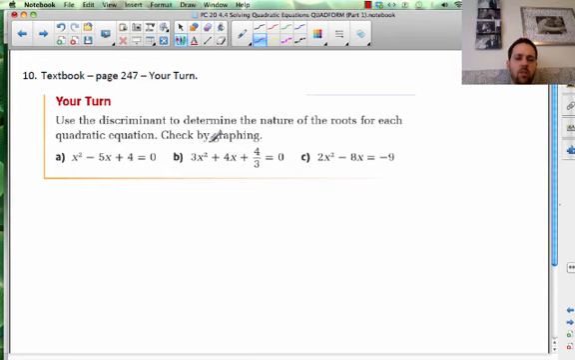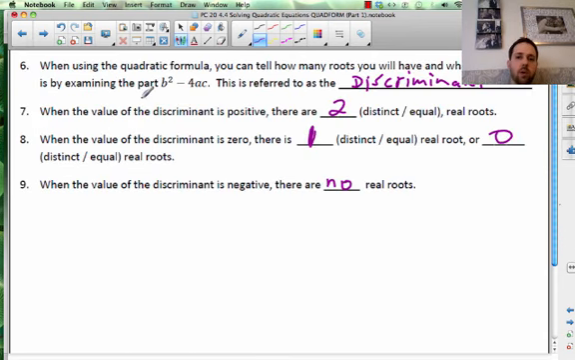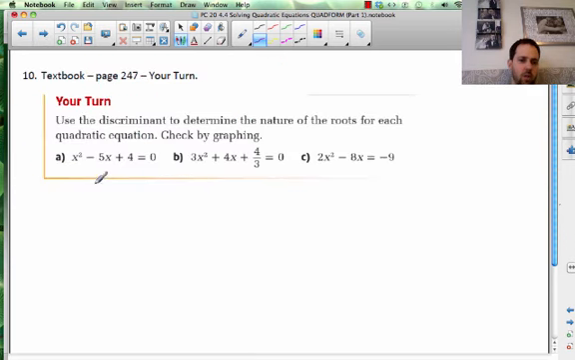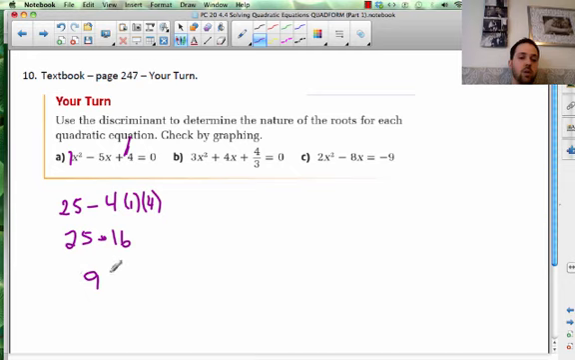Here's your turn. Use the discriminant to determine the nature of the roots for each quadratic equation checked by graphing. So all we have to worry about is this part, b squared minus 4ac, and figure out what's going on. So b squared is 25 minus 4ac. A is 1 and c is 4. So that's 1 times 4. And this will be 25 minus 16. And this is a positive number, and it's positive 9. So there will be two distinct and real roots because we can take the root of positive 9. So that's good.